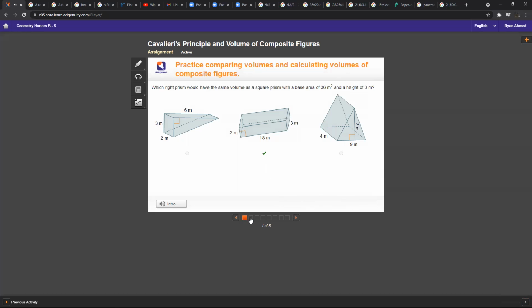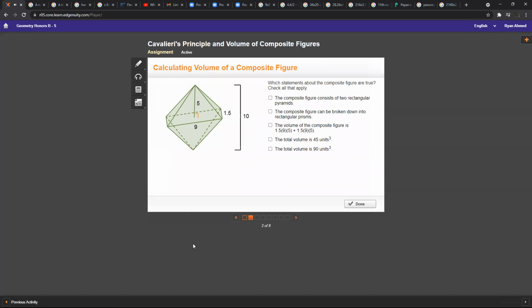Yeah, let's go. Fantastic. All right, so we're going to check all the statements that are true. The composite figure consists of 2 rectangular pyramids. It's kind of trippy if you look at it. I'm not even sure if I can tell what's going on right now. Can you? Oh, barely. It's hard to tell where certain shapes start and where they end.